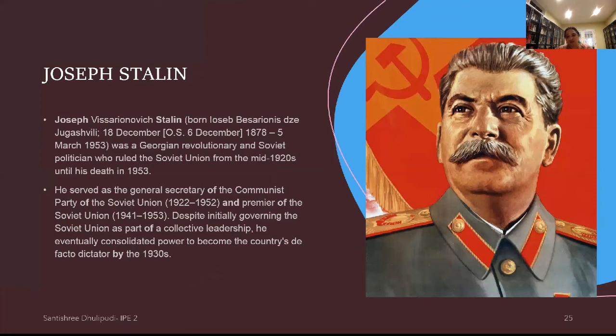Now, Joseph Stalin, very controversial, but there are many people who love him as much as those who hate him. Joseph Stalin, born in 1878 and died in 1953, was a Georgian revolutionary and Soviet politician who ruled the Soviet Union from the mid-1920s until his death in 1953. He served as General Secretary of the Communist Party of the Soviet Union from 1922 to 1952 and as Premier of the Soviet Union from 1941 to 1953. Despite initially governing the Soviet Union as part of a collective leadership, he eventually consolidated power to become the country's de facto ruler, many call him a dictator, by the 1930s.